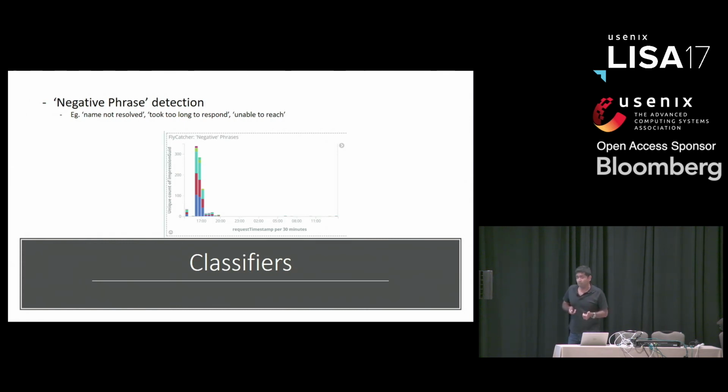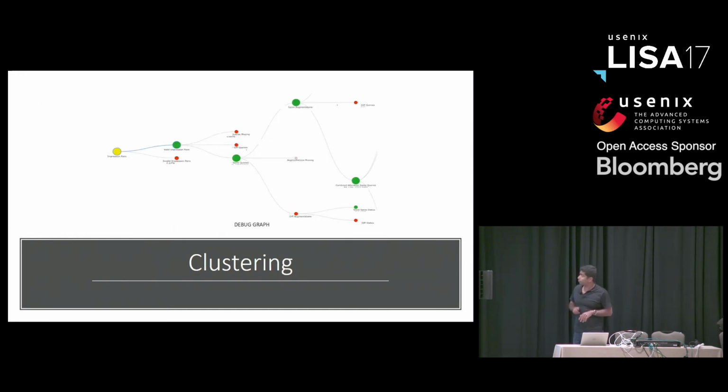This is different than exceptions, by the way. Sometimes you may not see exceptions clearly. It's just that something is taking too long. It is not an exception yet. So that is how negative phrases really help.